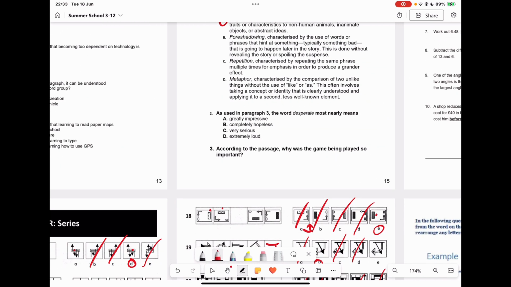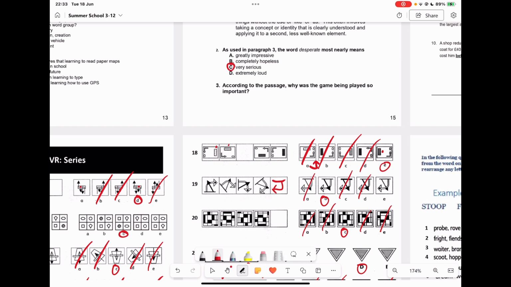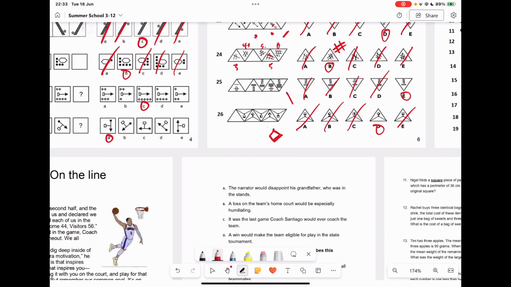Okay. Question 2. As used in paragraph 3, the word desperate most nearly means, well, the answer to this one will be very serious. And then question 3. According to the passage, why was the game being played so important?